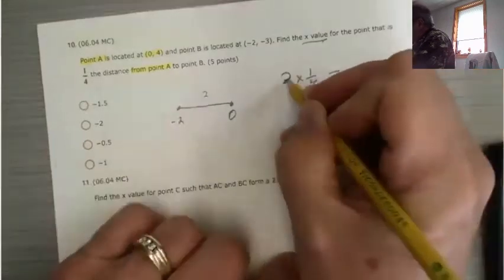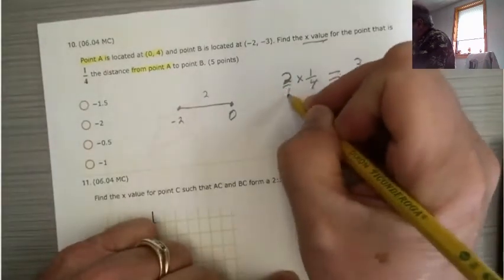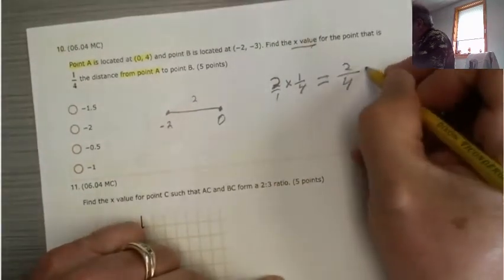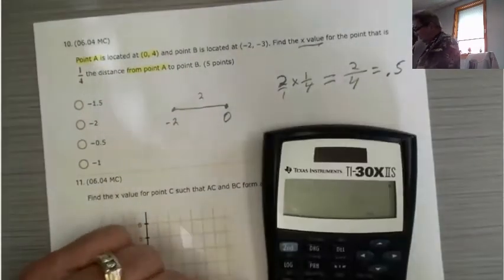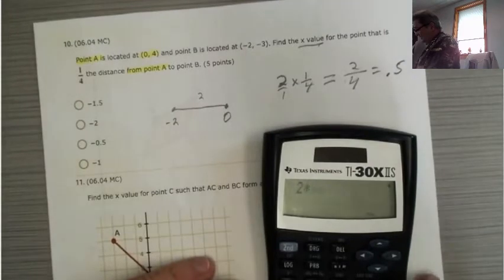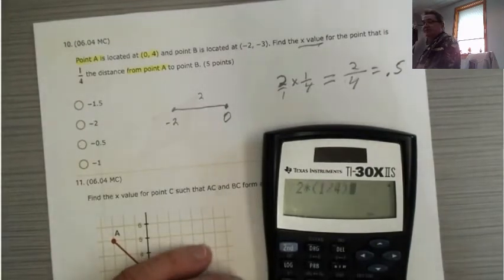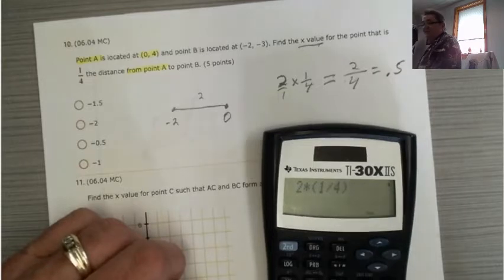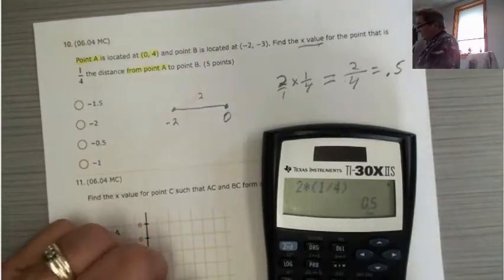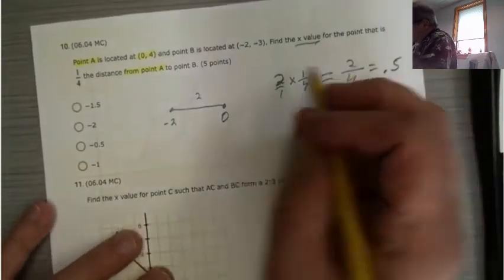Right? So 2 times 1 is 2. That's 2 over 1. 2/4, which is 0.5. You can do that with a calculator if you like. You take 2 times parentheses 1/4, say I put 1/4 in parentheses, 1 divided by 4, and it's 0.5, right? So we know 1/4 of the distance is just a half.